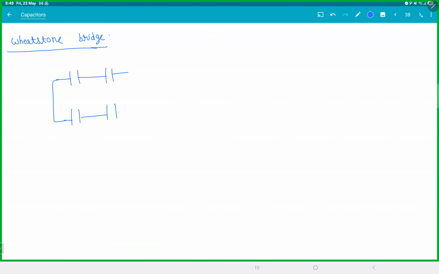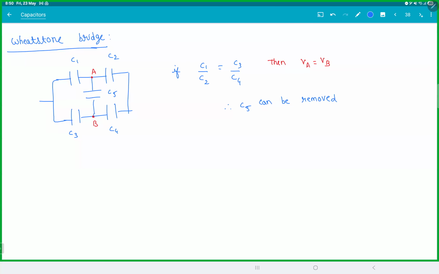If you have 5 capacitors, C1, C2, C3, C4, and C5. If C1 by C2 becomes equal to C3 by C4, actually what happens is, if you just remove the C5 in the middle and look at it, if the ratio of C1, C2 and C3, C4 is the same, then A and B will have the same potential because they're in series. That is why you can remove C5. If this ratio is not maintained, you can't solve this usually. Normally we have to use Kirchhoff's law. We will see that later on. Your final circuit becomes like this.